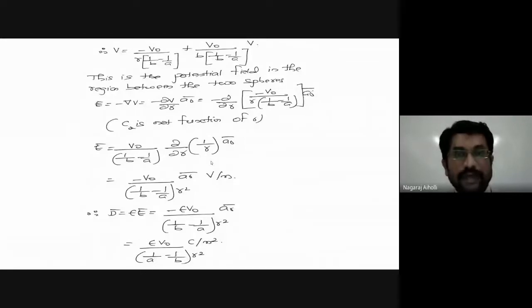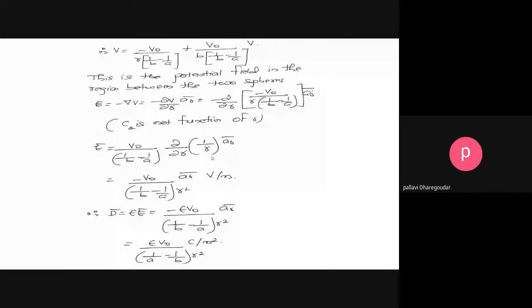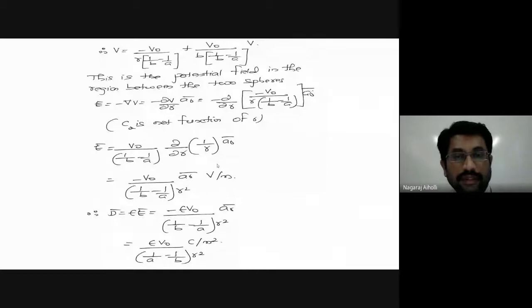Minus 1 by X log square... Differentiation gives minus 1 by X square. So differentiation of log X is 1 by X. Integration of 1 by X is log X. Correct? Differentiation of 1 by X is minus 1 by X square.